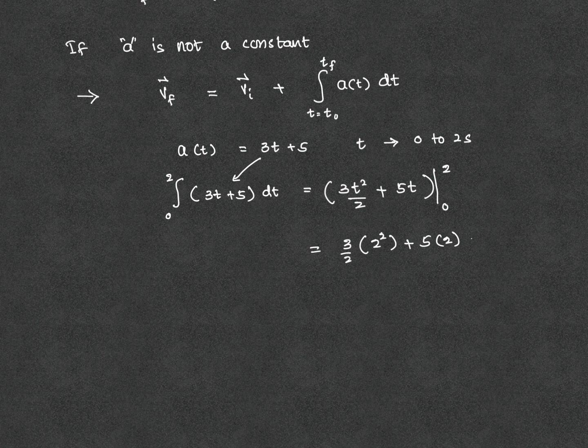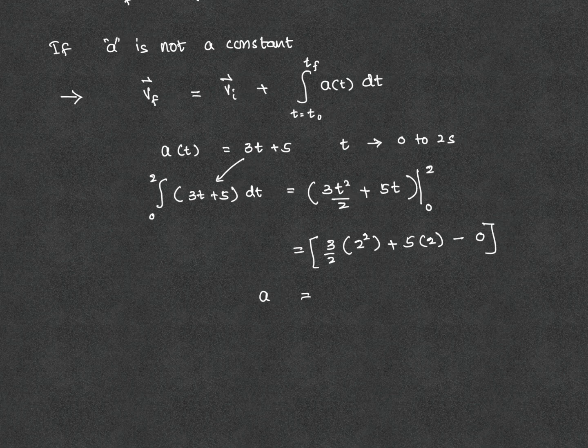So this is going to be the final answer, and you will have to use that acceleration in the equation and find the V final. So here, I believe you get 16. 3 over 2 times 4 is 6, and 5 times 2 is 10, and that gives 16. So you will have to substitute 16 meter per second square for this term and conclude the work.